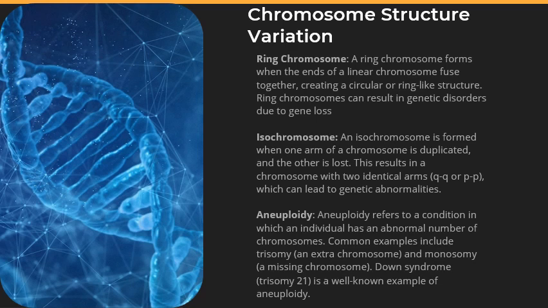Consequences of aneuploidy can lead to a range of genetic disorders, depending on which chromosomes are involved, like Down syndrome, trisomy 21, which results in an extra copy of chromosome 21, and Turner syndrome, which involves a single X chromosome in females.